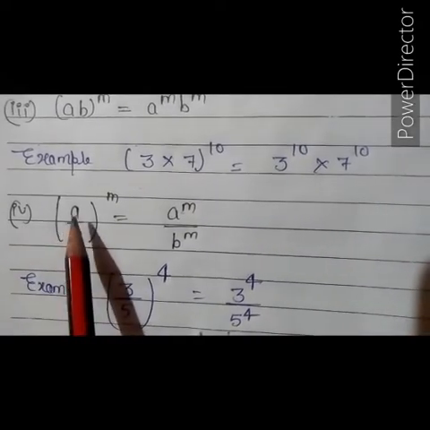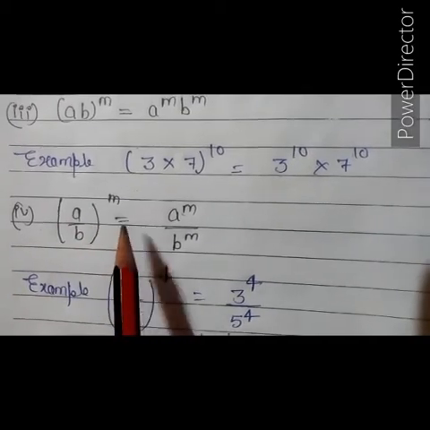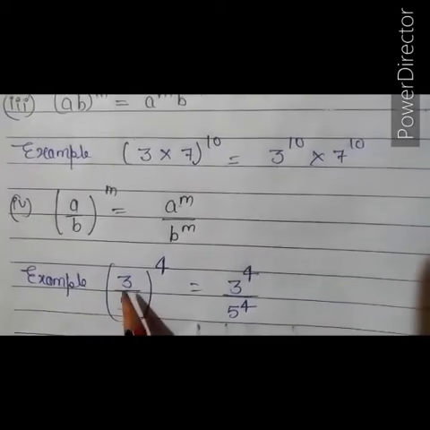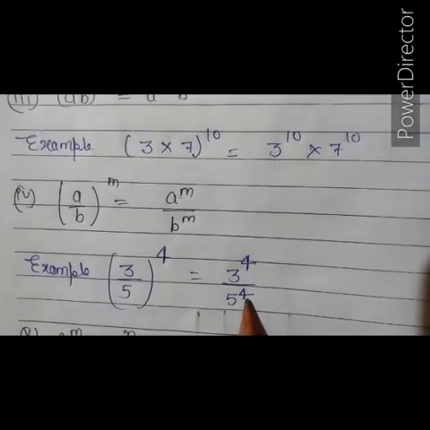Fourth law, the division of a by b, whole to the power m, is equal to a to the power m divided by b to the power m. For example, 3 upon 5, whole to the power 4, is equal to 3 to the power 4 upon 5 to the power 4.